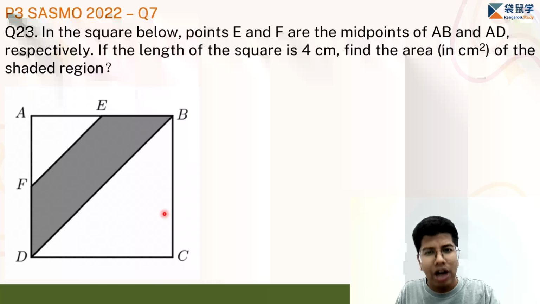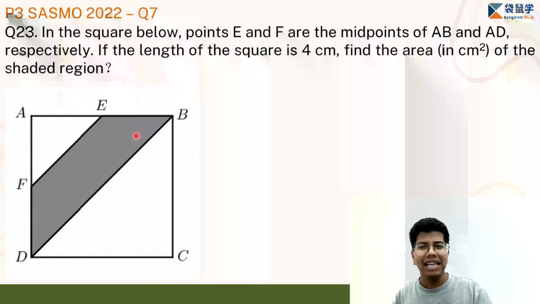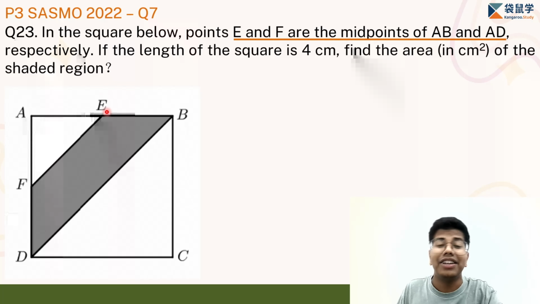Now understanding this, let's quickly jump on to our question. The question says, in the square below, points E and F are the midpoints of AB and AD. So what can I understand regarding this point E? Yes, they are midpoints. And if they are midpoints, I also know the side length of this square, that is 4. So here, AE will be 2 and EB will be 2. So these two values we can easily get.